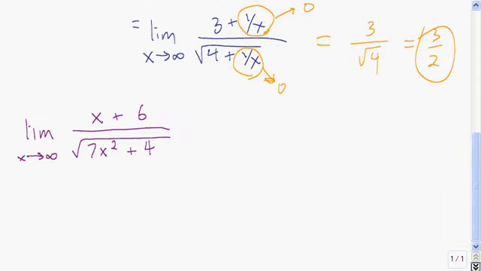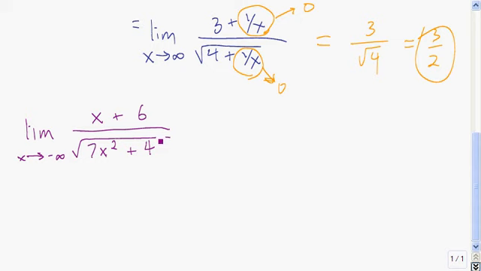Okay, so here, actually I want to send x to negative infinity instead of infinity. So evaluate the limit as x goes to negative infinity of x plus 6 divided by the square root of 7x squared plus 4. Press pause while you work on this one.